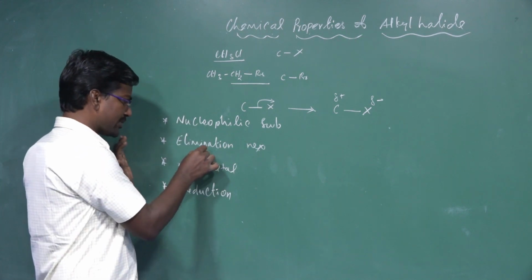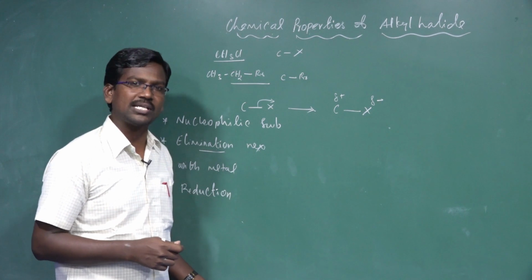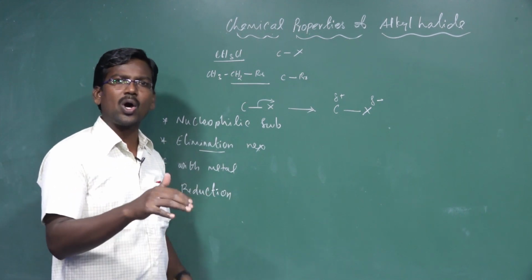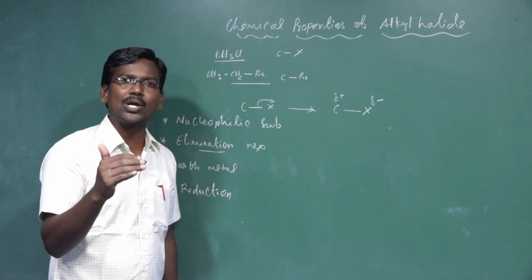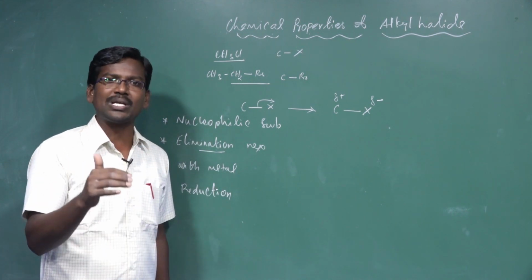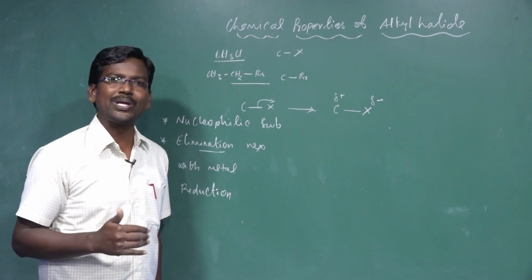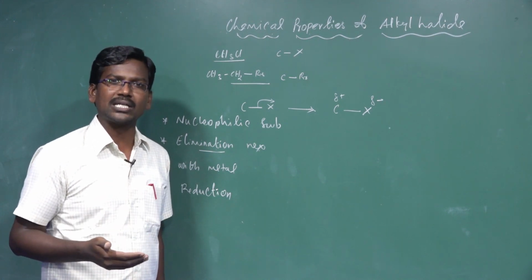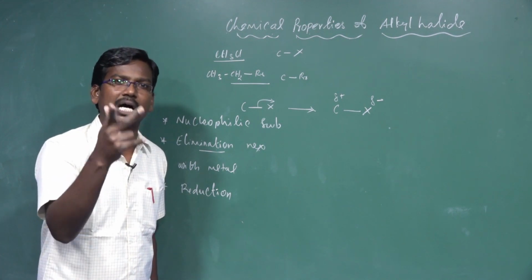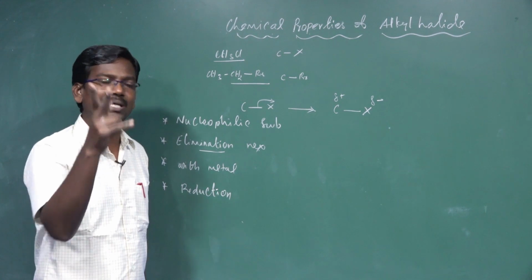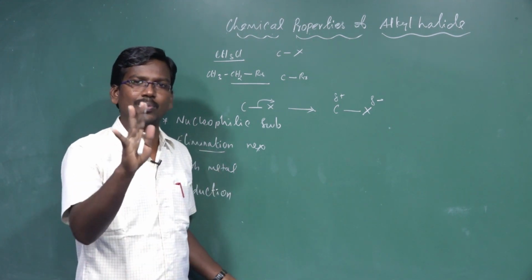Another one, the elimination reaction. It depends upon the attacking reagent, the incoming agent. Some haloalkanes can be converted to alkenes by dehydrohalogenation. What is the meaning of dehydrohalogenation? De means removal, hydro means hydrogen, halogen means halogen. Hydrogen halide is eliminated from adjacent carbons to form the elimination product, known as the elimination reaction.